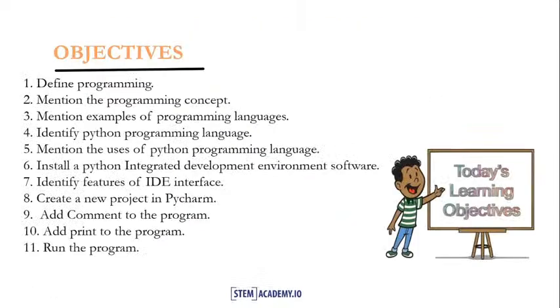By the end of this lesson, you will be able to 1. Define programming, 2. Mention the programming concept, 3. Mention examples of programming languages, 4. Identify Python programming language, 5. Mention the uses of Python programming language, 6. Install a Python integrated development environment software, 7. Identify features of the integrated development environment interface, 8. Create a new project in PyCharm, 9. Add comments to the program, 10. Add print function to the program, 11. Run the program. In our next slide, we will see the definition of programming.